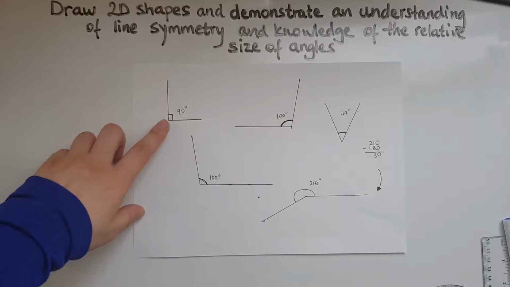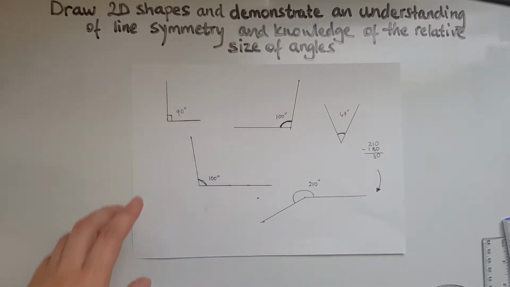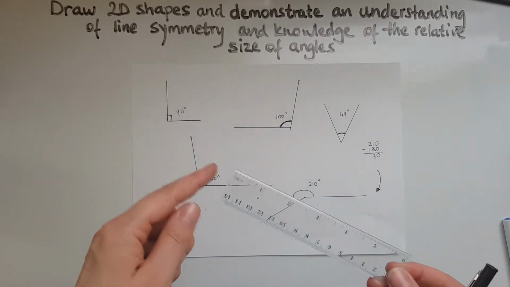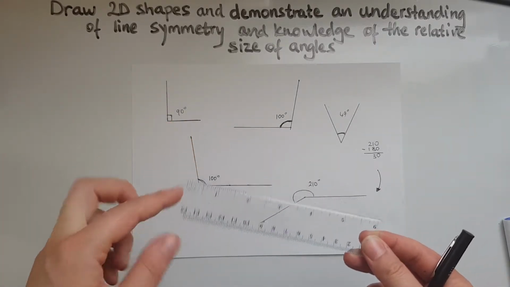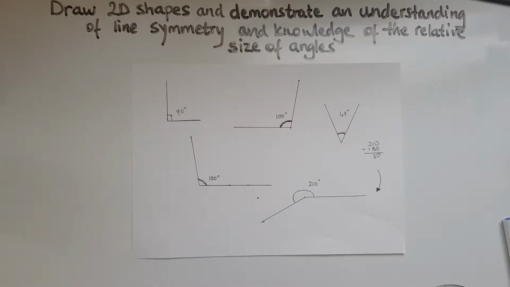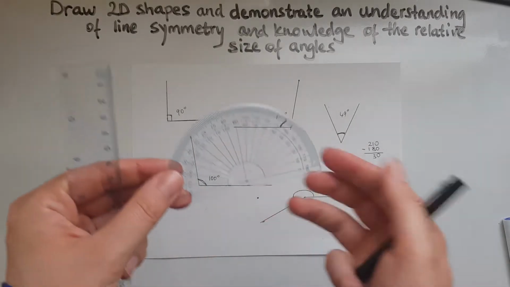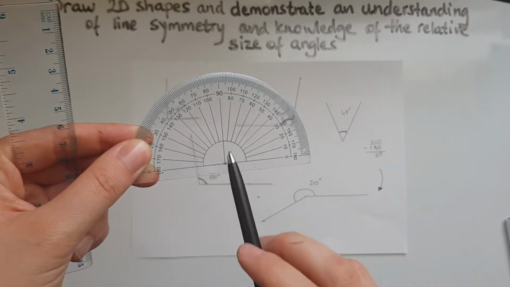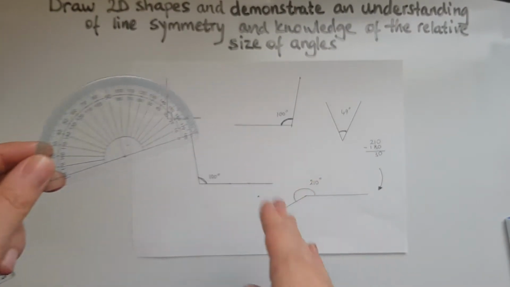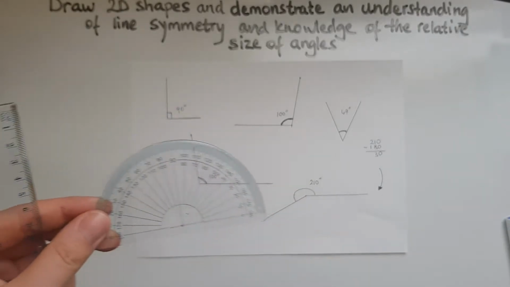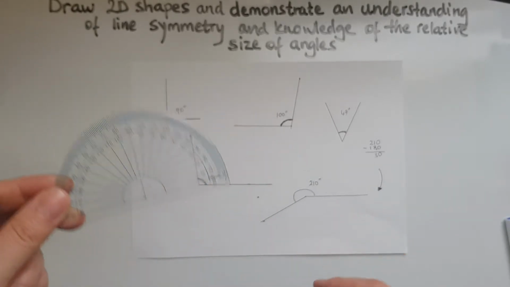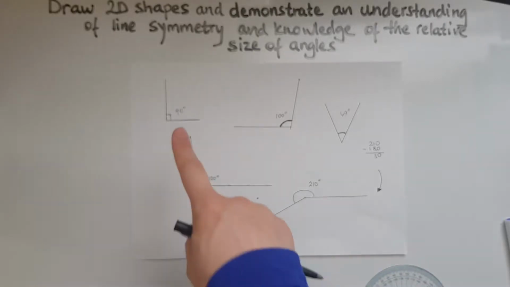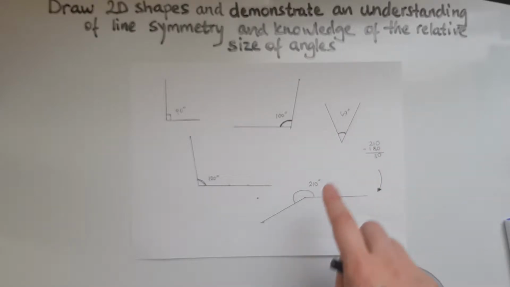I've got a 90-degree angle, which is the one that we find in the corners of papers, corners of rulers, corners of the room as well, and we can measure them with a protractor. This line we call a perpendicular line, so it creates 90 degrees, if you're interested to know. Now we've got angles which are smaller than 90 degrees, like this one, that's 49.